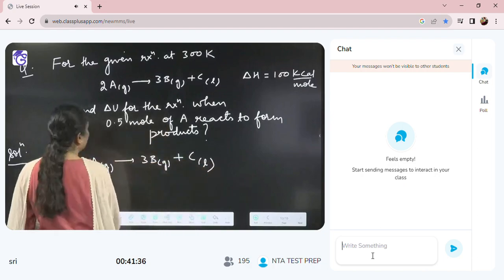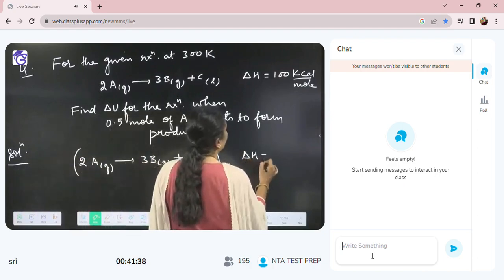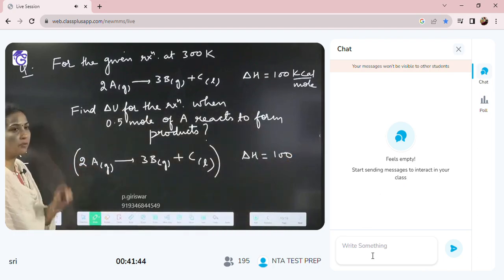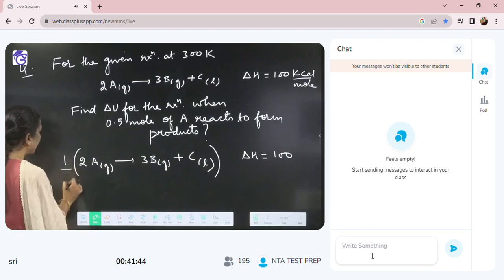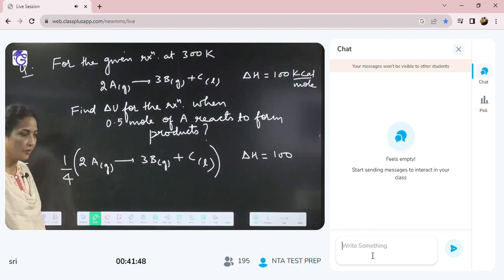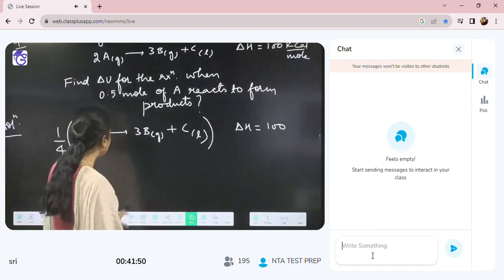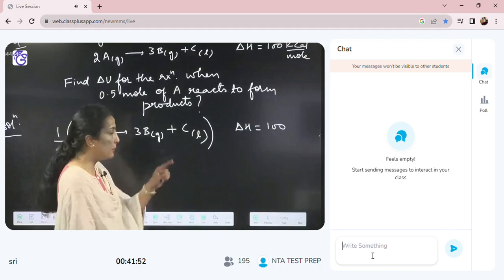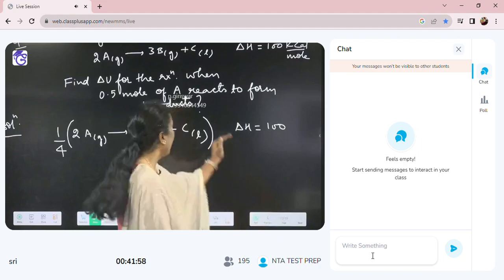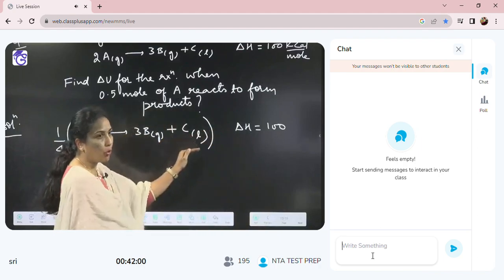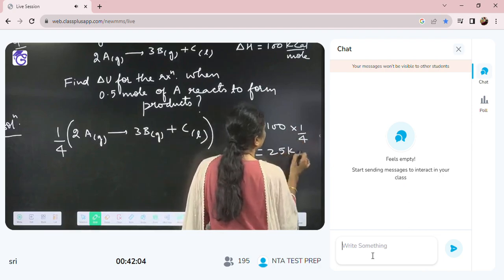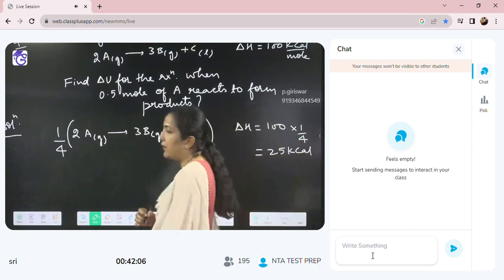Now, what I told you, basically, is that you should see 0.5 moles of A here. For that, if you multiply by a factor of 1 by 4, then 2 by 4 will make it 0.5, right? Now, one common mistake I found here is that you didn't pay attention that H is an extensive property, right? So if you are multiplying here by 1 by 4, the same effect should be done here also. So you should be getting 25 kilocalorie per mole here.